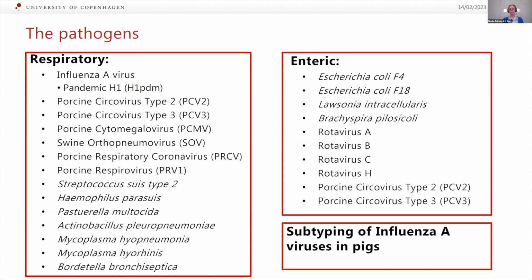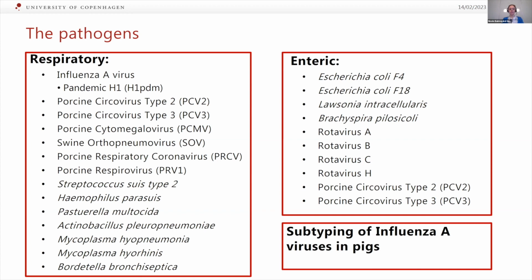Furthermore, we have also developed a high throughput system that can be used for subtyping of influenza A viruses in pigs, meaning that this system contains PCR assays specific for all the different subtypes known to infect Danish and European pigs.